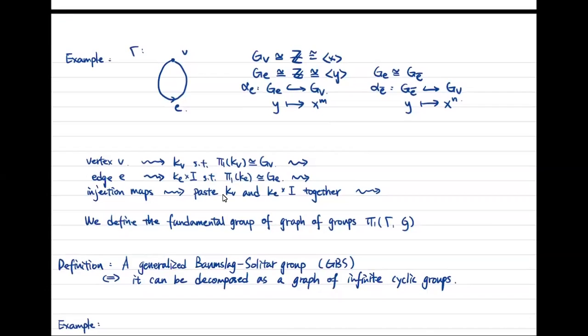How to realize this? Let's say the method is like this. For every vertex we want to construct a topological space KV such that the fundamental group of KV is isomorphic to the vertex group. In our case, our vertex group is infinite cyclic, so this KV is just a circle here. And for every edge, we want to construct a space KE cross I, where the fundamental group of the space KE is isomorphic to the edge group. Since in our case the edge group is still infinite cyclic, our KE is still a circle, and this KE cross I is just a cylinder.